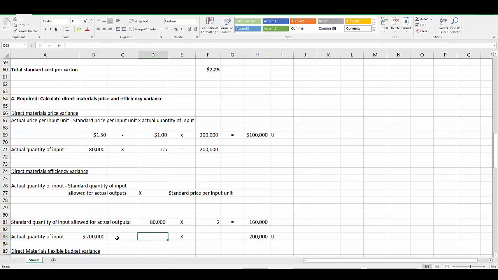Then what we want to do here is subtract from that the standard quantity allowed. So for 80,000 units, you should have only used 2 kilograms per unit, or a total of 160,000. So we'll subtract 160,000 from our 200,000, and that will give us 40,000 unfavorable variance. So what that means is we used 40,000 kilograms more material than we should have used for that level of output.